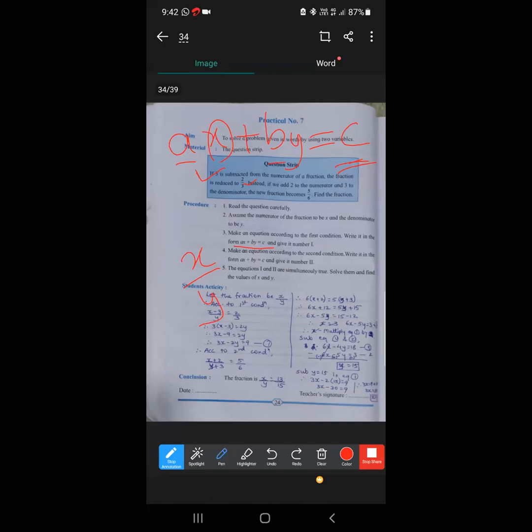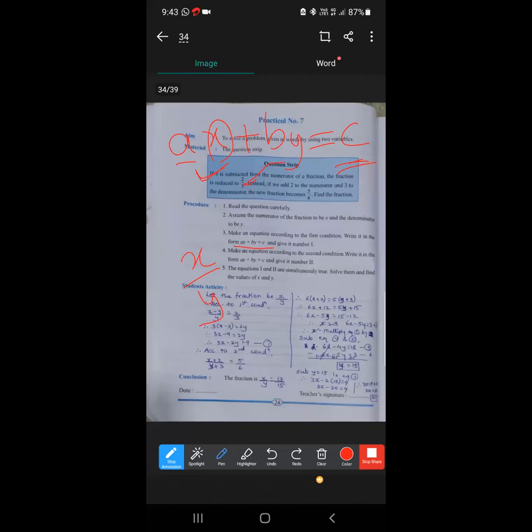So two conditions are given. Using these two conditions, you have to frame the two different equations in the variables x and y. Arrange them in the standard form. After arranging, you need to solve them simultaneously. Simultaneously means what? Together, so that you can get the values of the variables x and y.